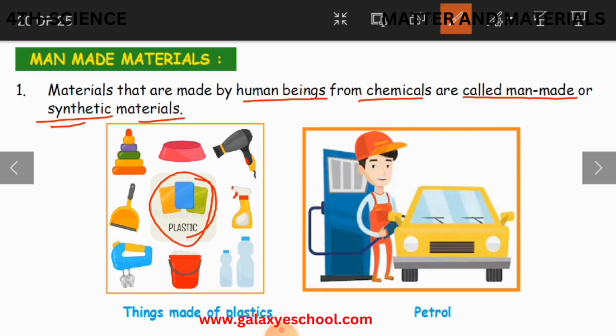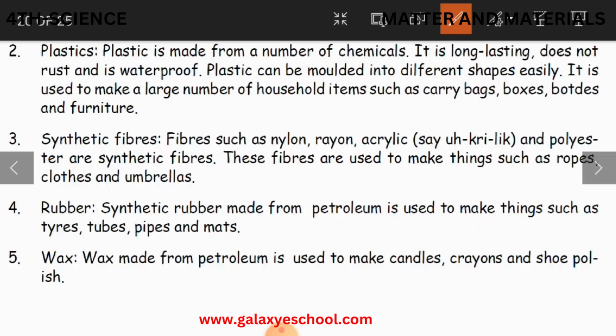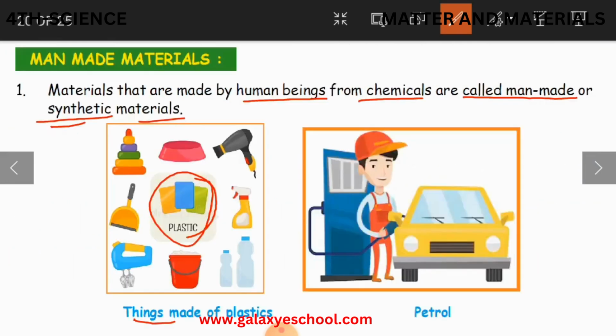Okay children, so this is nothing but plastic. And petrol is also there. How is petrol a man-made material? Because we get petroleum, the fuel, from the earth. Again, that petroleum is refined by man and petrol is produced. That is why petrol also we can call a man-made material. Clear children?